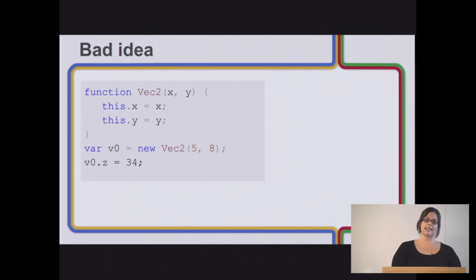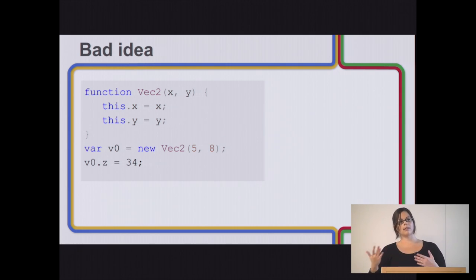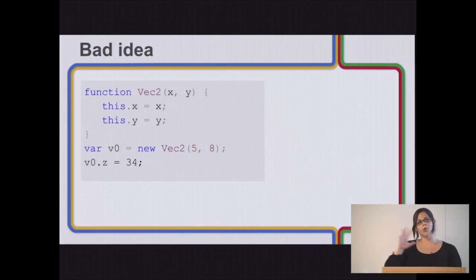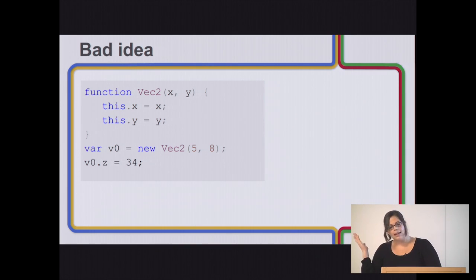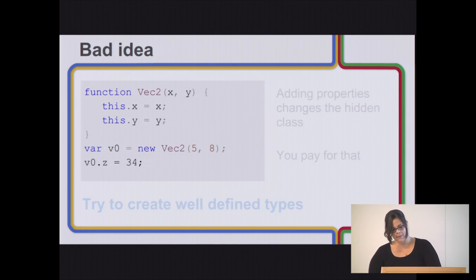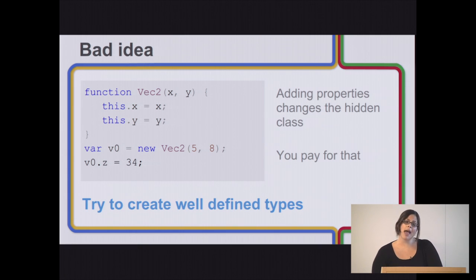So this is a classic example of a bad idea. I have another constructor creating a vector object. It's adding an x and y. But then, after going through the trouble of doing that, I decide I now want a property z on this object. The problem is that if you add a property z to that object at some future point, dynamically, you're going to change the hidden class of the object. That means all this nice caching you've done, building up a notion of where the properties are, is blown away, because now you have a new hidden class. You have to pay to build a new hidden class, and now you have to deal with it.